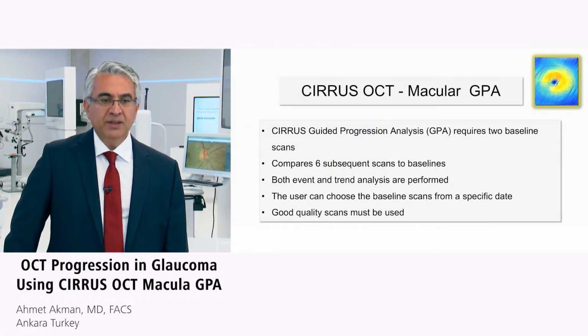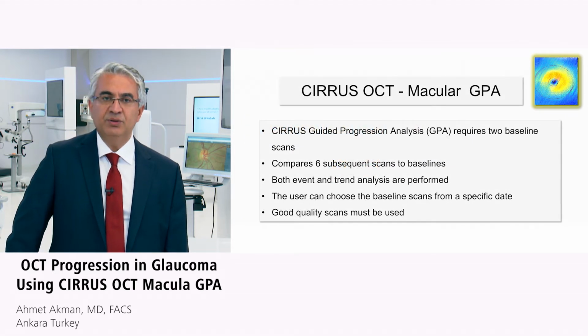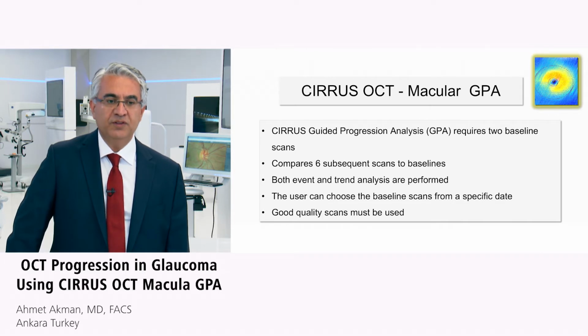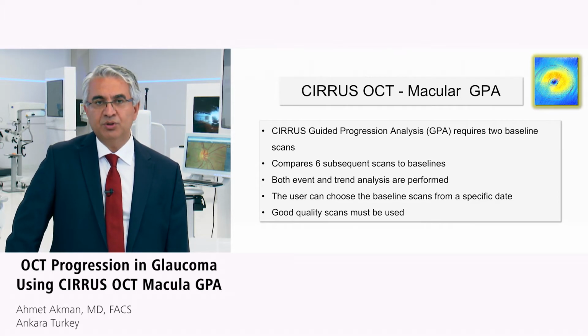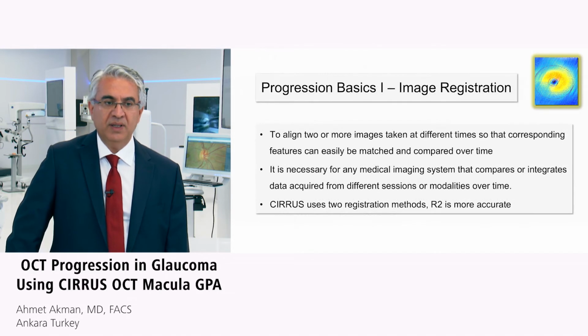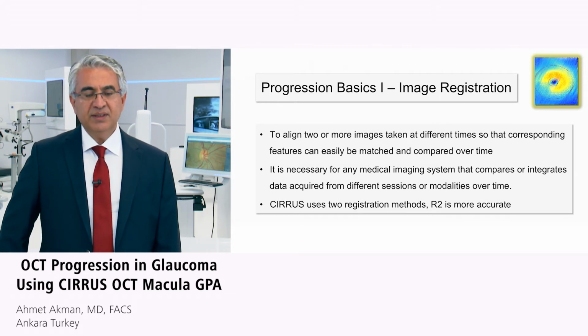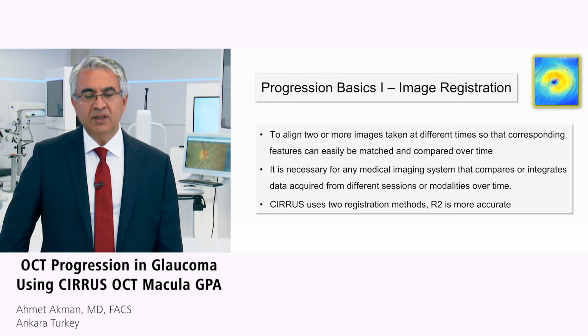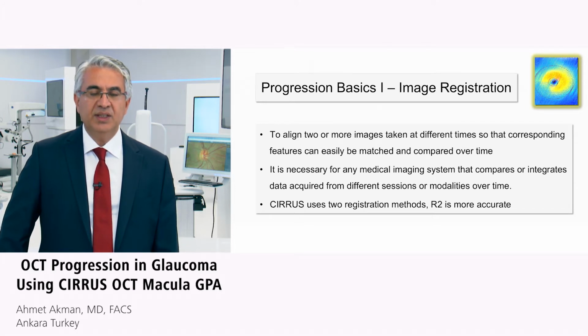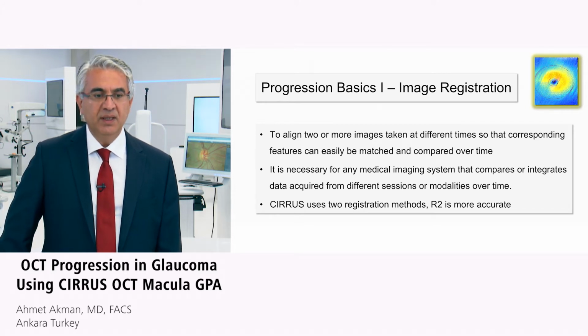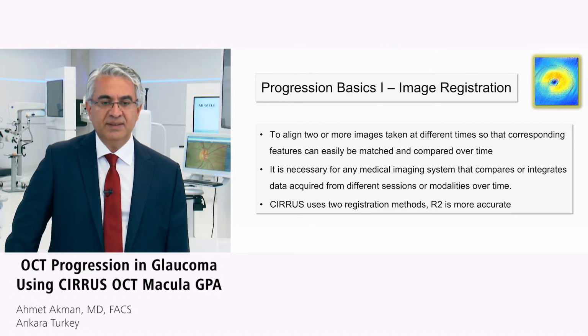For macular GPA, CIRRUS guided progression analysis requires 2 baseline scans, and 6 follow-up subsequent scans can be used for comparisons. Both event and trend analysis are performed. The user can choose between baseline scans for specific date. You have to have good quality scans. The image registration is very important to align the images and to see what's changing in the same specific spot. It is necessary for any medical imaging system that compares or integrates data acquired from different sessions or modalities over time.